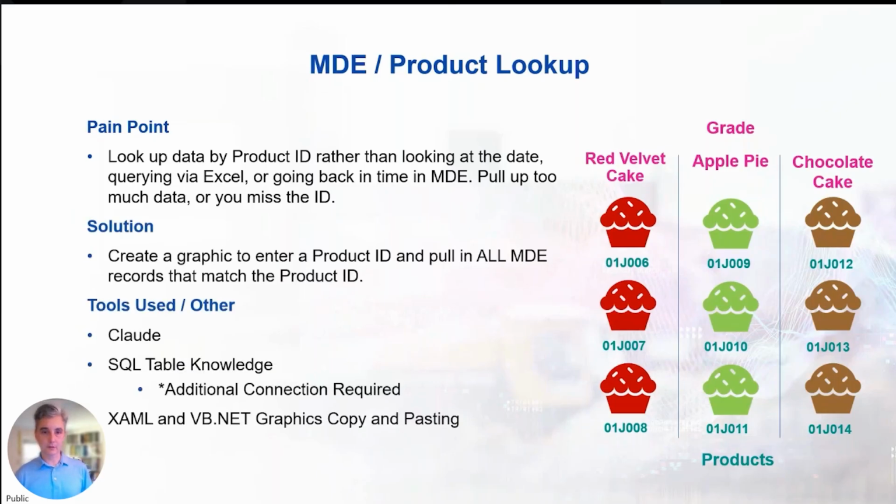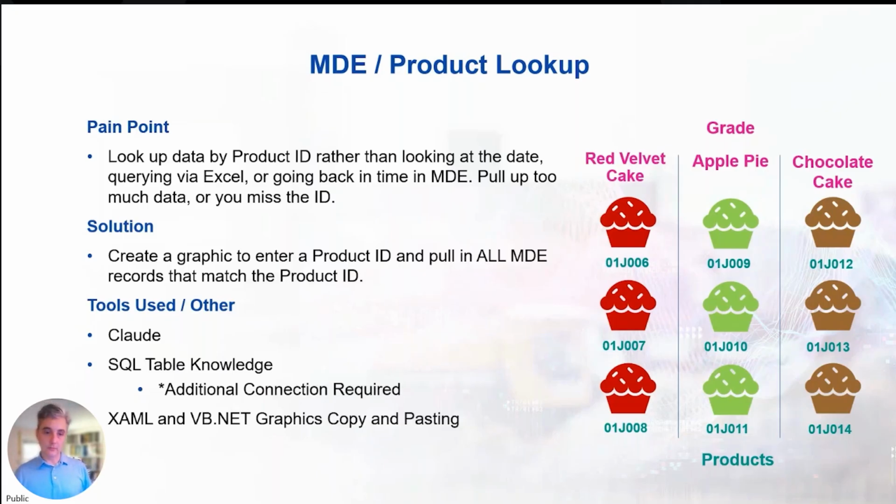So here's the solution. You can create a graphic where you type in 01J007, for example, and you press the button, and magically, all of the data associated with that one product comes back to you, and it tells you, was the color good? Was the poofiness or whatever of a cake? I don't know what you measure on a cake. Did it look good? Did it taste good? Did it smell good? All of the manual data comes back, right?